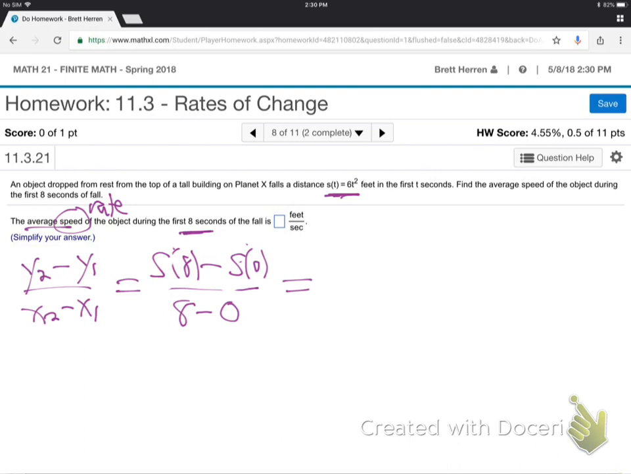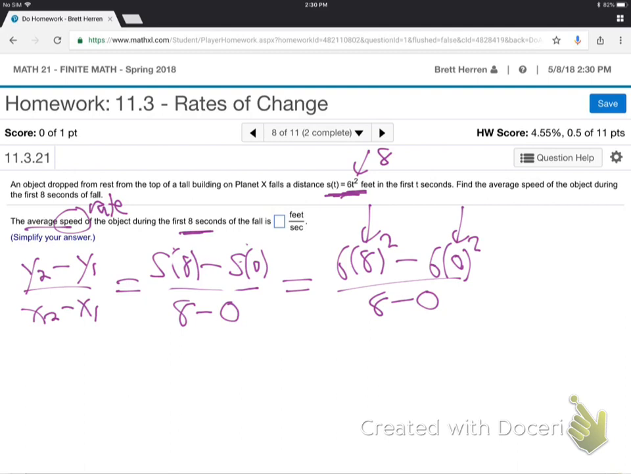So S of 8, plug 8 in there. So that'd be 6 times 8 squared minus 6 times 0 squared over 8 minus 0. See what I did there? I just plugged in 8 and plugged in 0 to that 6t squared function. That 6t squared, you plug in the time, it'll tell you the distance the thing has fallen.